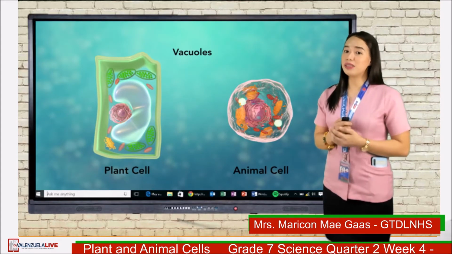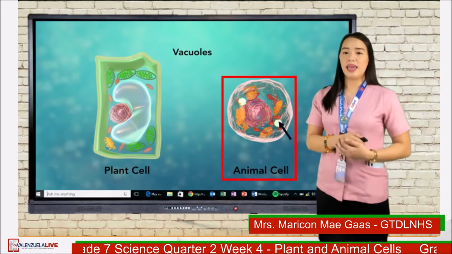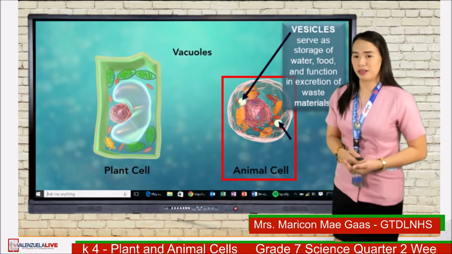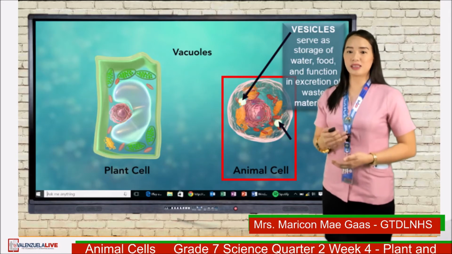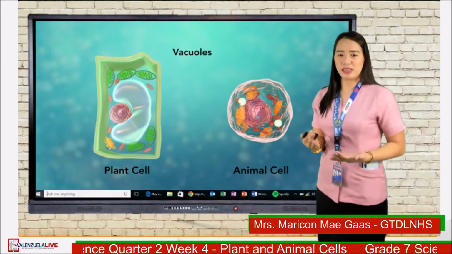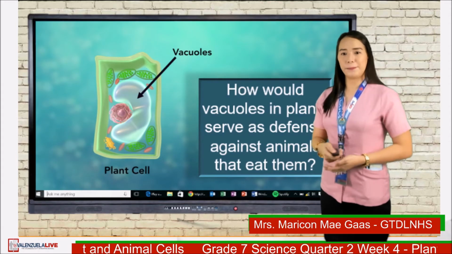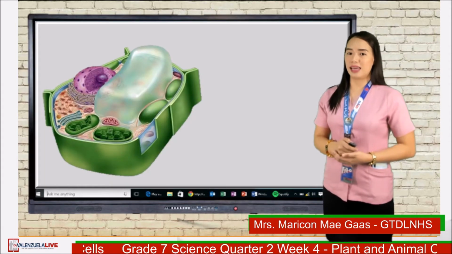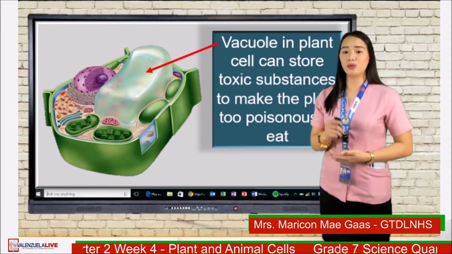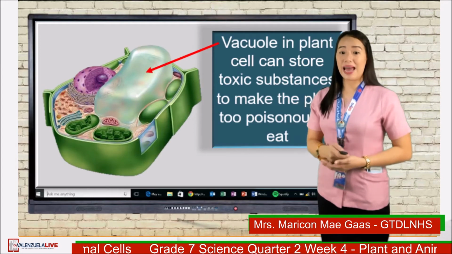Meanwhile, vacuoles in animal cells are small and are called vesicles. They serve as storage of water and food, and function in the excretion of waste materials. How would vacuoles in plants serve as defense against animals that eat them? A vacuole in a plant cell can store toxic substances to make the plant too poisonous to eat or to deter animals or plant eaters.